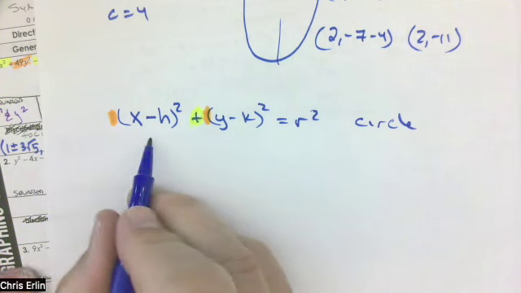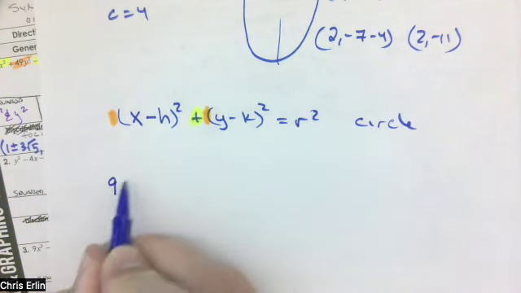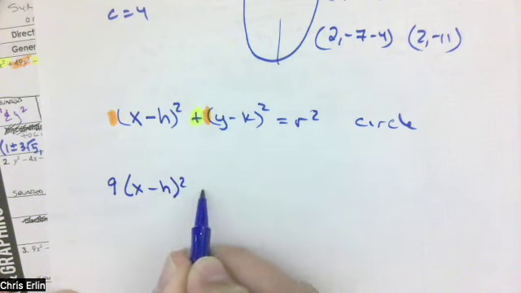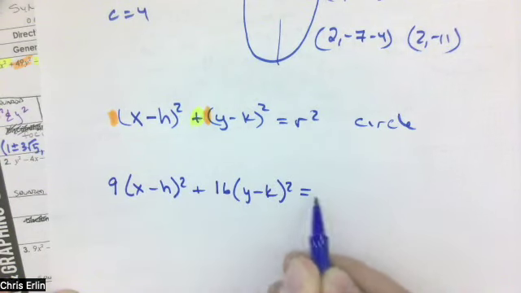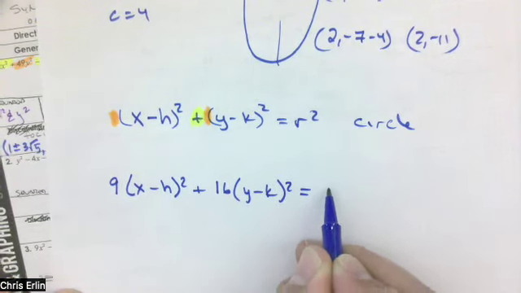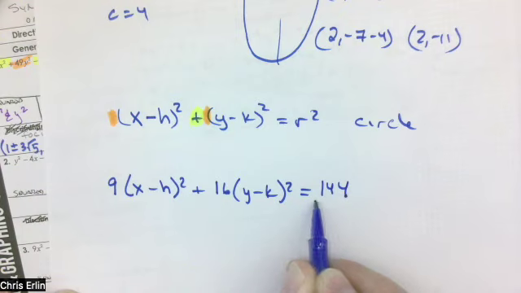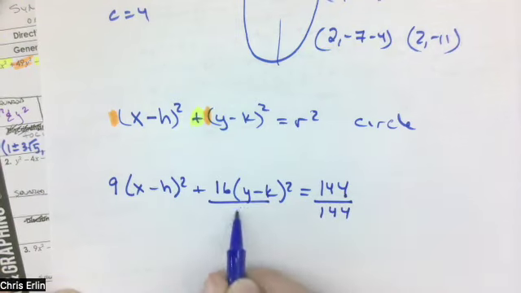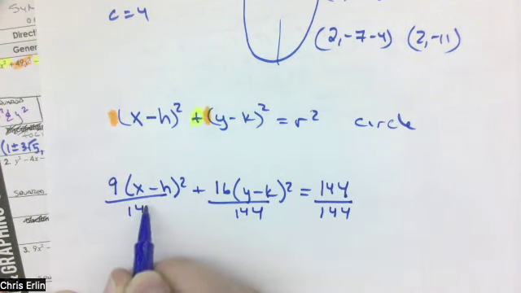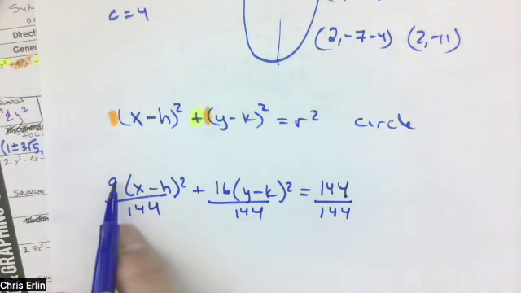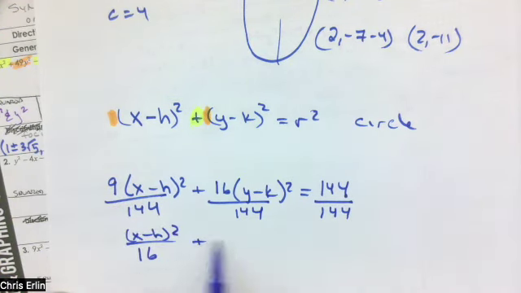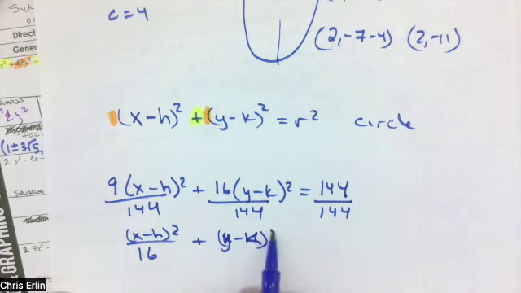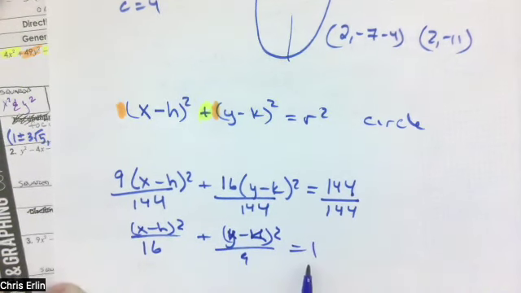what we'd see is something similar to this, but we might see something like 9(x minus h) squared plus 16(y minus k) squared. And the number over here would end up being something like 144, so that when I divide it by 144, because there was a lead coefficient here, 9 goes into 144 16 times. 16 goes into 144 9 times. And now this is equal to 1.